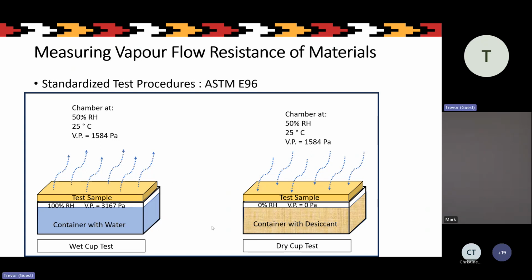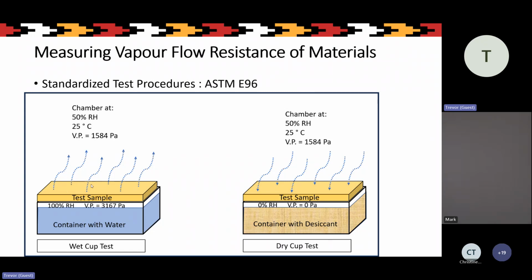The other way they can do the test is called a dry cup test. So instead of putting water in a container, we put desiccant in a container. And what desiccant does, it can draw all the moisture out of the air above it and store it safely there. So what that does, it creates a 0% RH condition between the desiccant and the material. And under the same chamber conditions, this sample will start picking up moisture due to vapor movement from the chamber into the sample, and it will start to gain weight.